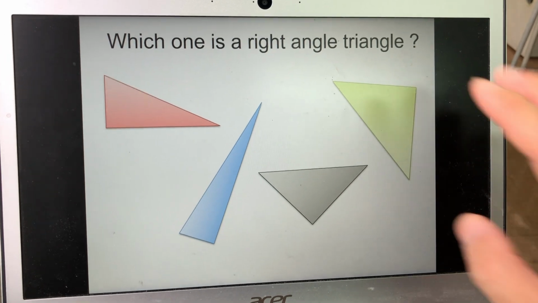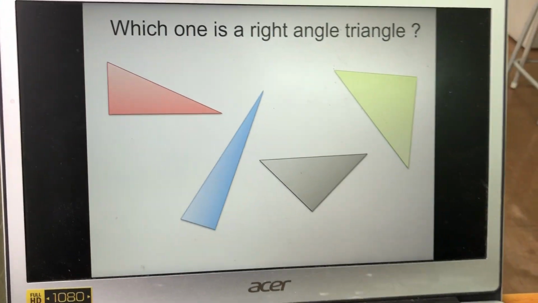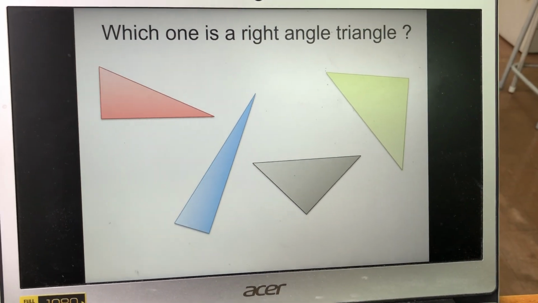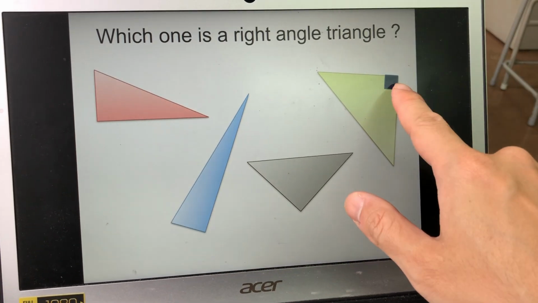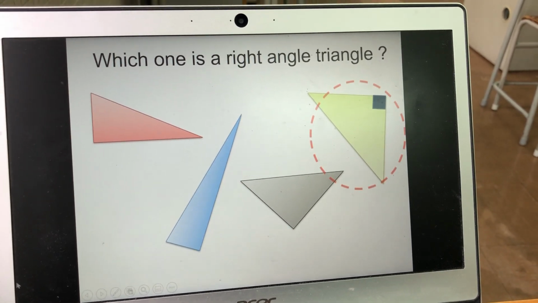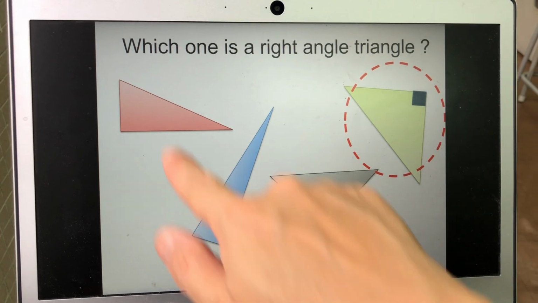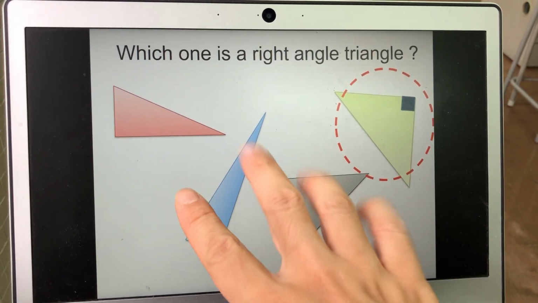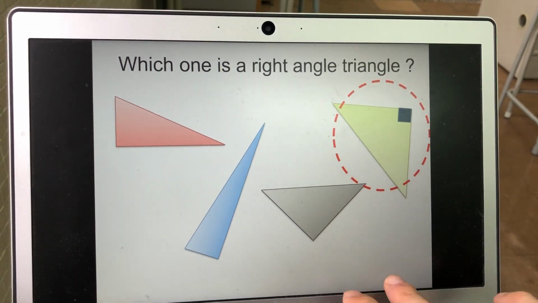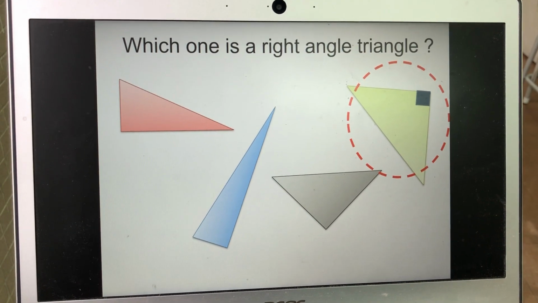But in order to be a right angle triangle, there must be a right angle. We cannot just guess. Unless you know that one of the angles is 90 degrees, you cannot say that any one of these is a right angle triangle. But if I tell you that this angle is a right angle, then obviously this one is a right angle triangle because it has a right angle. But for all these, although they look alike, we cannot say that they are right angle triangles. All right, it is very strict. There must be a right angle here to become a right angle triangle.